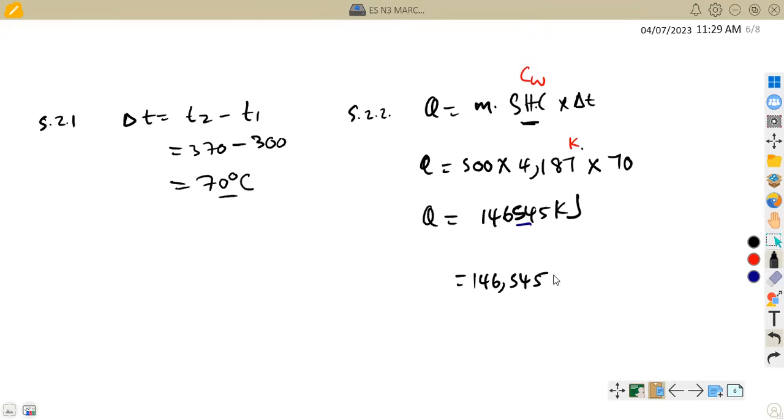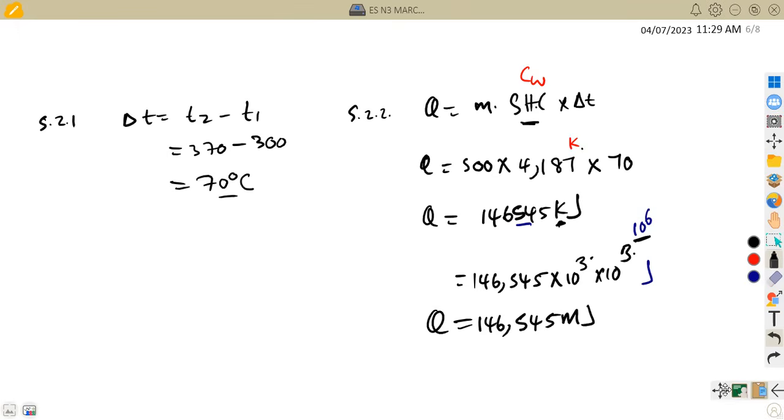If we divide by 1,000, that's times 10 to the power of 3, times 10 to the power of 3, this one that we are given here, which is kilo. So times 10 to the power of 3 times 10 to the power of 3 gives us 10 to the power of 6. That means we now have megajoules. So our Q is going to be 146,545 megajoules in this case. All right, so that was the value for Q.